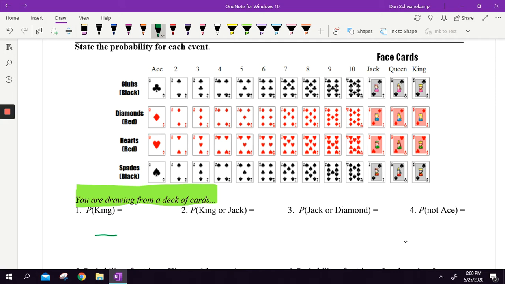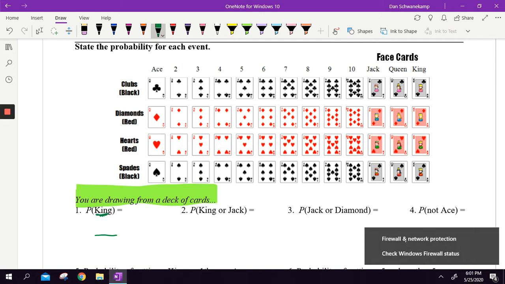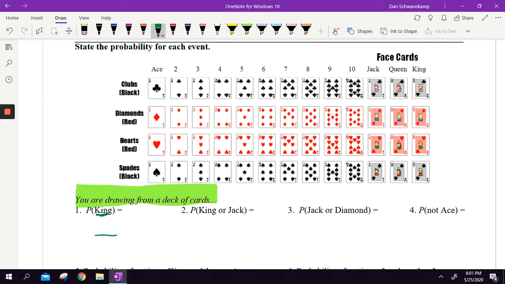How many kings are there? So this is successful. What's the probability of getting a king? Well, this is the king column. There are 4 of them, 4 divided by the total number of possibilities. Well, how many cards are there in a full deck? There are 52. So 4 out of 52 is successful, so we could reduce that to 1/13. 1 out of 13 is the probability that if you draw one card from a deck, that it is going to be a king.